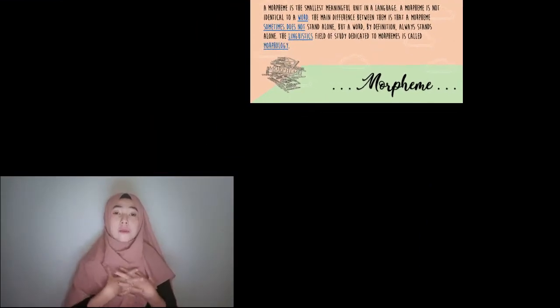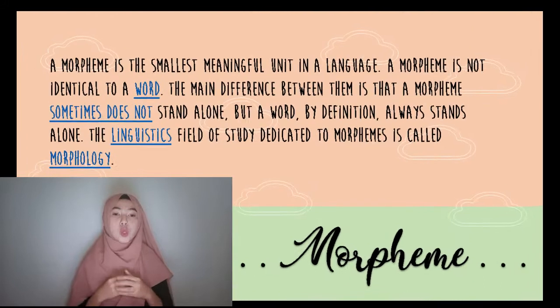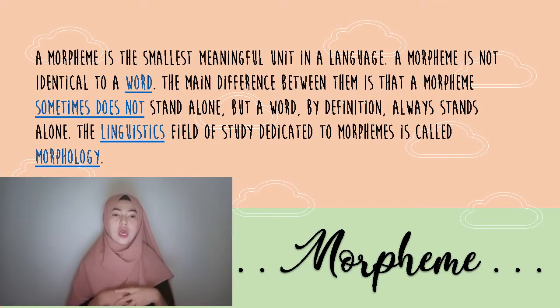Next, morpheme. A morpheme is the smallest meaningful unit in a language. A morpheme is not identical to a word. The main difference between them is that a morpheme sometimes doesn't stand alone, but a word, by definition, always stands alone. The linguistics field of study dedicated to morphemes is called morphology.